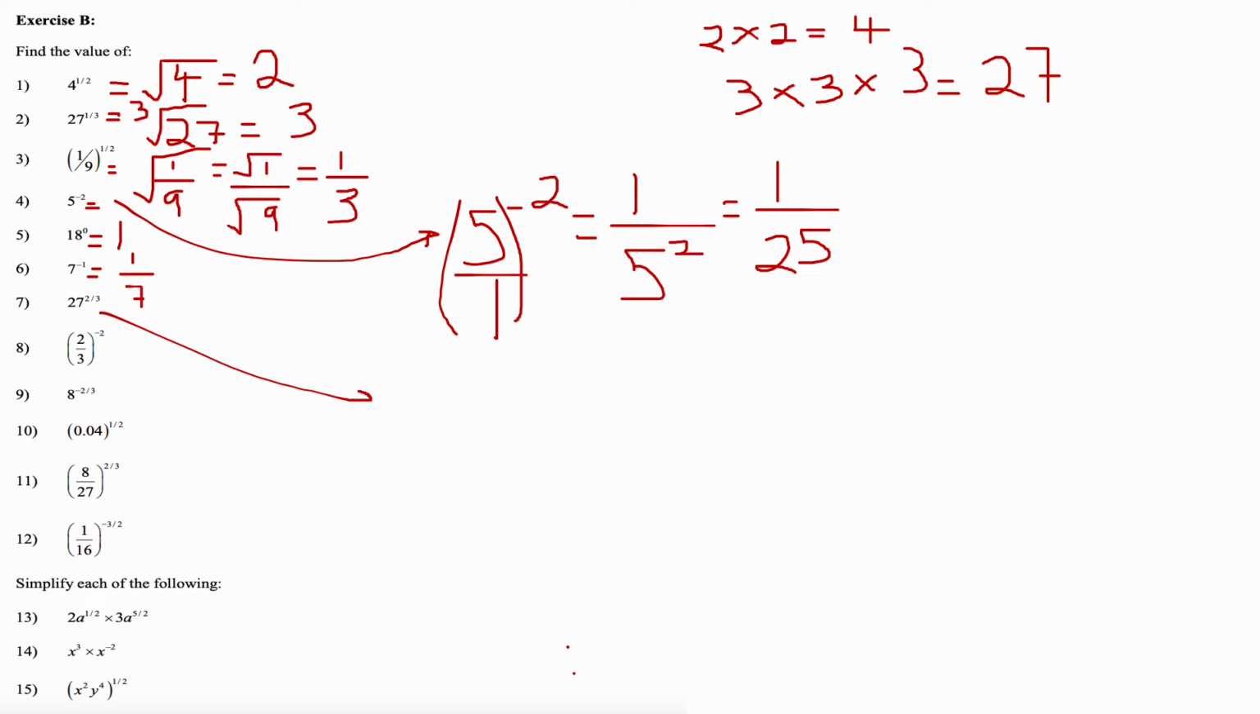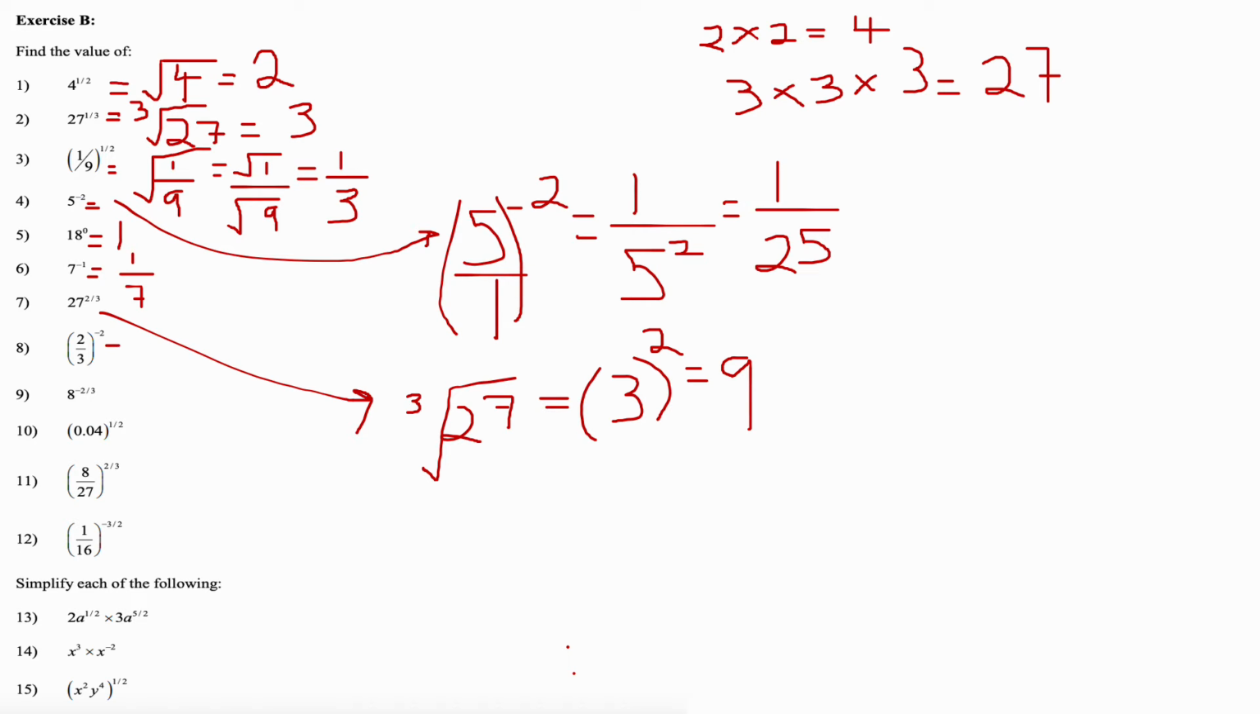This one's a bit trickier. 27 to the power of 2/3. Well, it's the cube root of 27, which is 3, and then I raise it to the power of the numerator. So it's 3 raised to the power of 2, which is 3 times 3, which is just 9, guys. So the answer to question 7 is just 9.